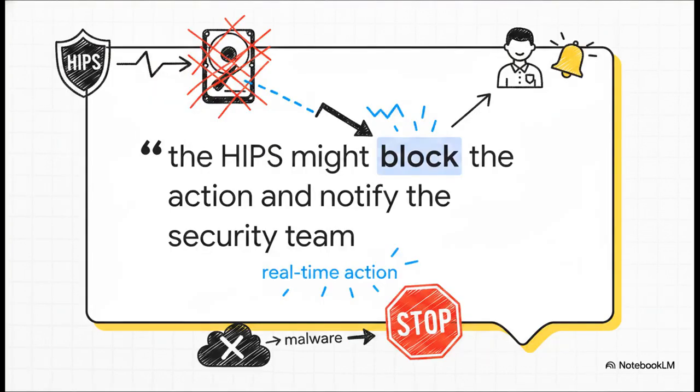Let's look at a live attack scenario. If an application suddenly tries to modify a critical system file, the HIPS might just block the action and notify the security team. It detects that behavioral anomaly, automatically blocks the action in real time, and instantly alerts the admins. It stops the attack dead in its tracks.